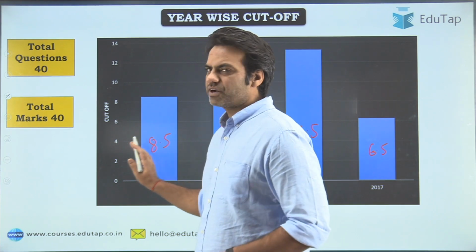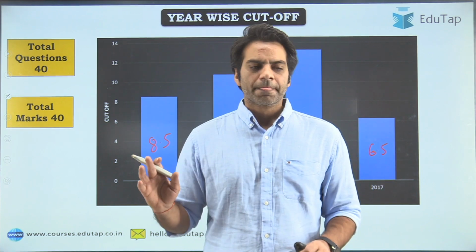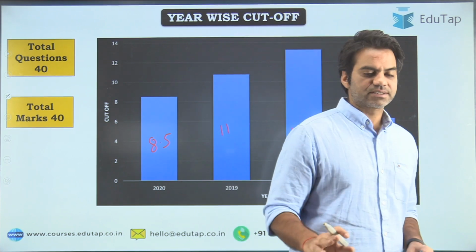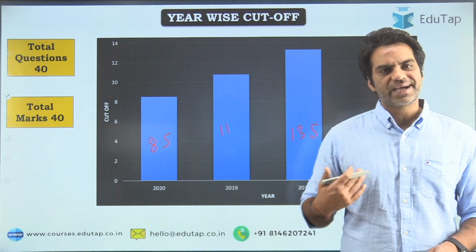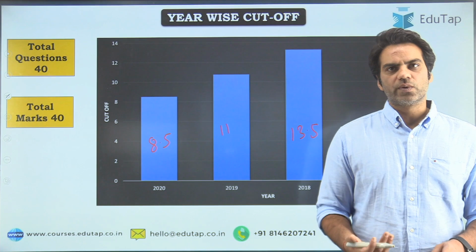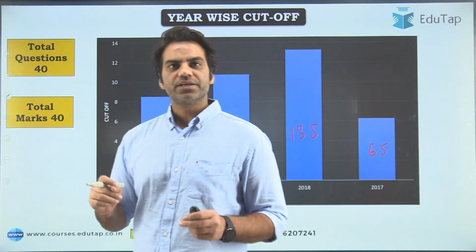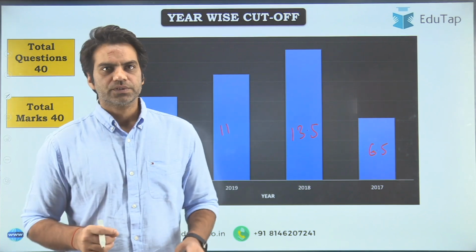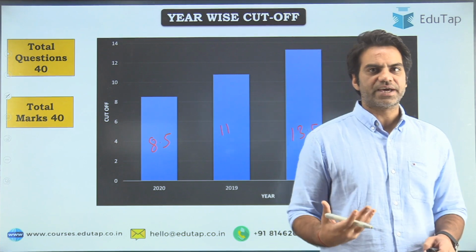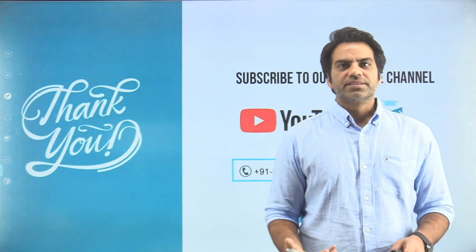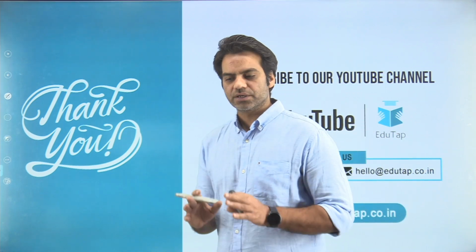So 8.5, 11, 13 or 6.5 out of 40 is not too huge a cutoff to crack, but it is still a task. So out of 40, your aim should be to score as high as possible, so that you can get a good rank in clearing your phase 1 and then going to your phase 2. So that is the year-wise cutoff of this exam, so that you can understand the basic essentiality of this paper.